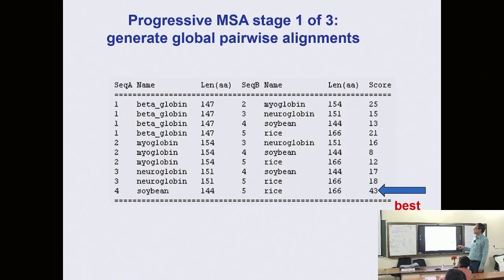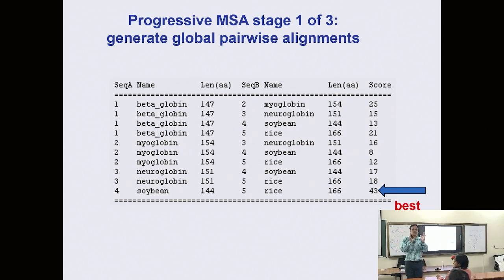Beta globin aligned to myoglobin, the score is 25. Beta globin aligned to neuroglobin, the score is 15, and so on. Which has the best score? Soybean globin and rice globin, a score of 43, right? So this is a similarity score.